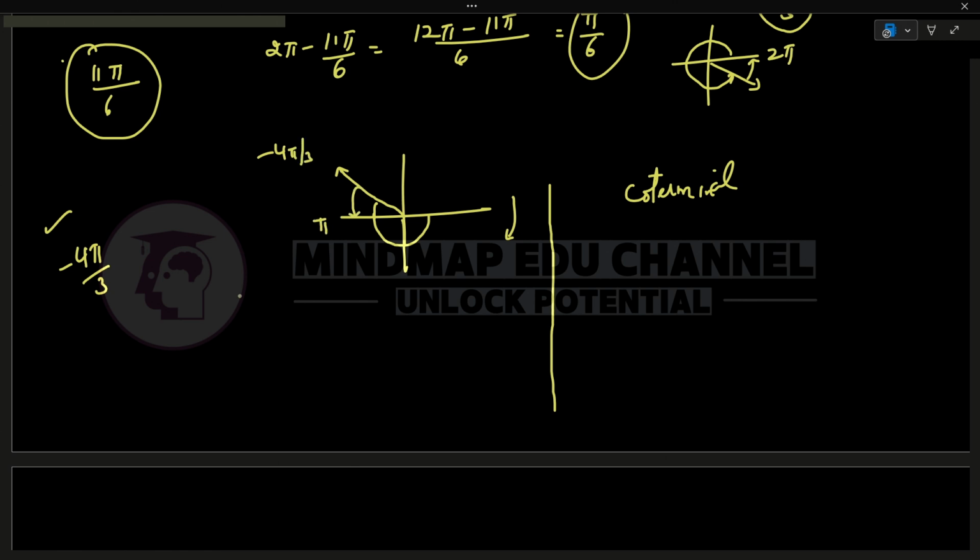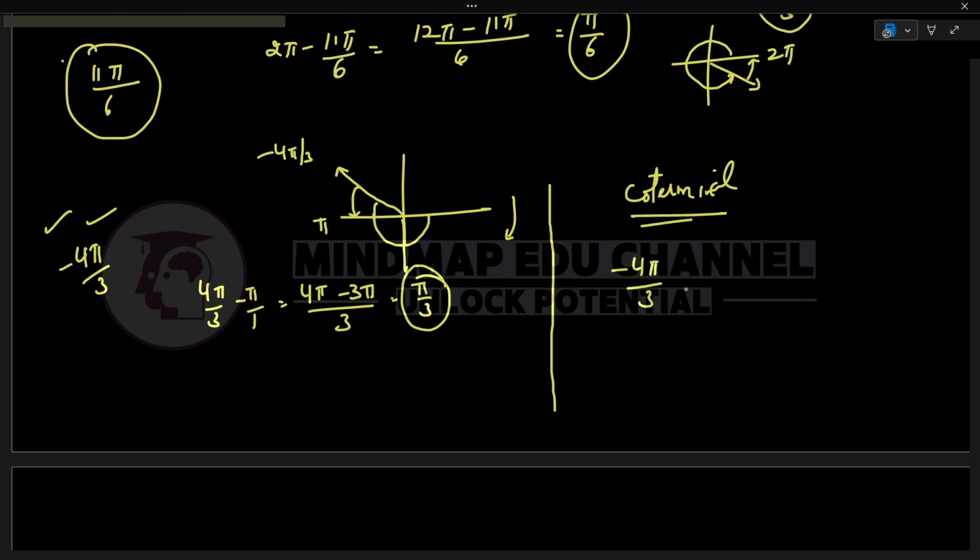Now we are ignoring the negative sign. So 4 pi by 3 minus pi. So it will be 4 pi minus 3 pi over 3 and it will be pi over 3. So this is the reference angle for minus 4 pi by 3. Now it's your homework that you first find the coterminal angle for minus 4 pi by 3 and then find the reference angle, and the result will be the same, pi over 3.